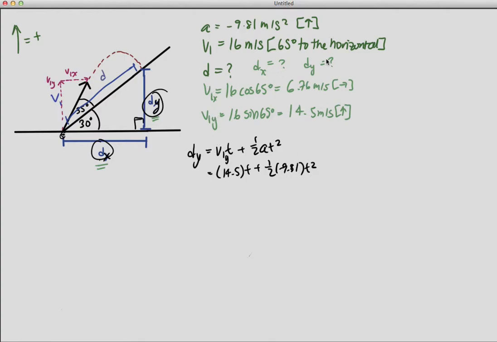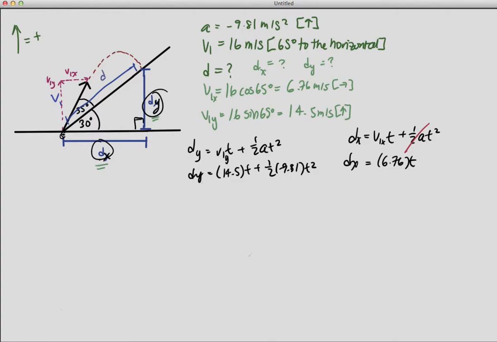We can also write an equation for dx, which is equal to v1x t plus 1/2 a t squared. Now here, this part can be crossed out because in the horizontal direction there is no acceleration. This velocity over here will remain constant. So we can go ahead and just input values over here where we have 6.76 t. Oops, I wrote dy two times. Sorry about that. Okay, so we have dx over here equaling to this, and we have dy equaling to this.